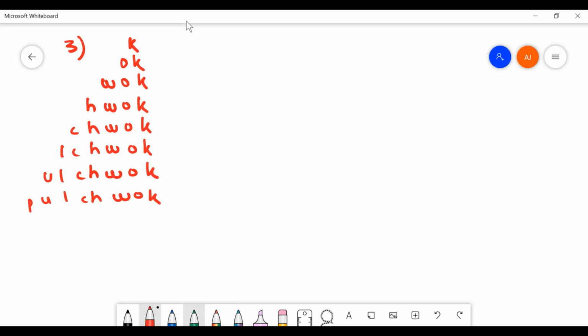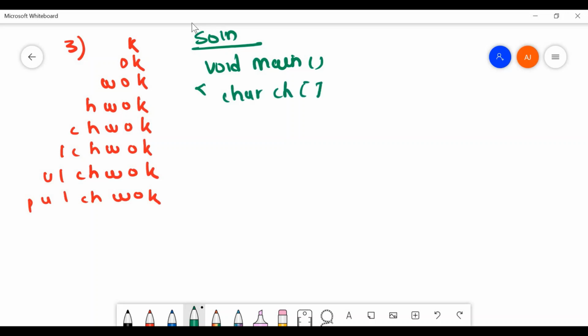Let me write the code for this. I'll start directly from void main. You need to write hash include here. Then char CH equals PULCHOWK, int i, j and k.